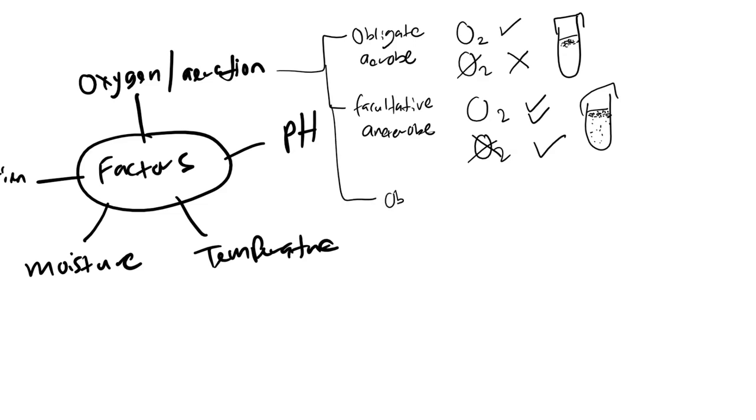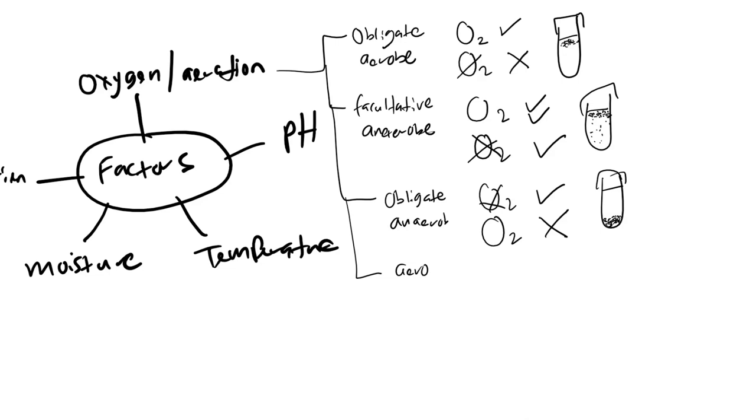Obligate anaerobe. They live in a condition where oxygen is absent. Oxygen is toxic to them. In the tube, they only grow at the bottom where oxygen is absent. Aerotolerant anaerobe. Aerotolerant anaerobes can survive in the presence of oxygen but do not use it in their metabolism. And oxygen is not toxic to them. They can grow evenly in various levels of oxygen.